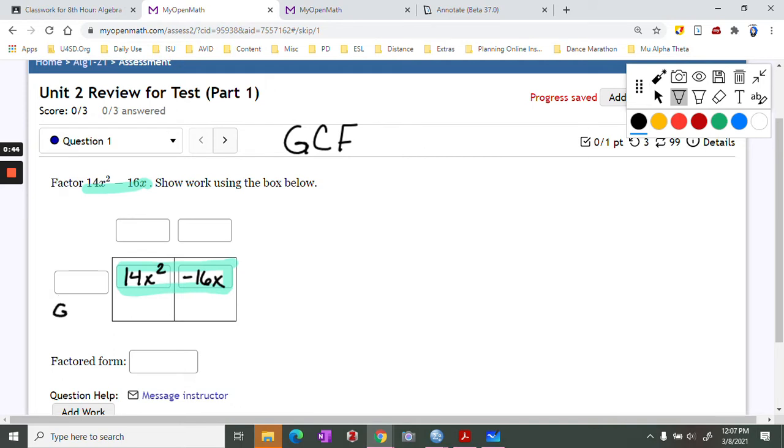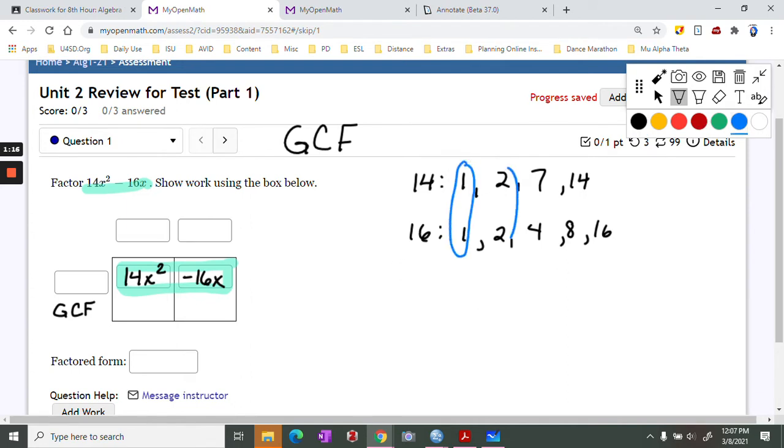My GCF is what they have in common. So if I look at my factors of 14, 1 times 14, 2 times 7, and then I look at my factors of 16, 1 times 16, 2 times 8, and then 4 times itself, I am going to look for what they have the same. They have 1's the same, they have 2's the same, and that's it. The greatest one of these is the 2. So I'm going to factor out a 2.